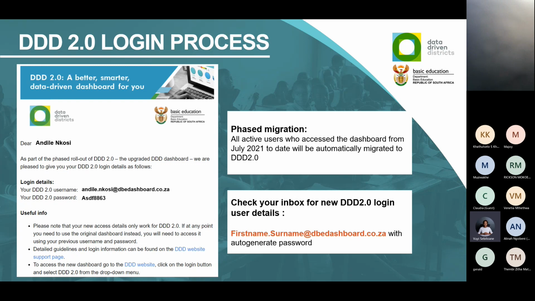Please note, colleagues, that your DDD 2.0 username looks a little bit like an email address. It does not look like how it looked in DDD 1.0, where it's just your name dot your surname or your initials dot your surname. It is now your name dot your surname at dbe-board.co.za. If you only provided us with your initials, then it will be your initial dot your surname at dbe-board.co.za. And we have also sent you a password accompanying this email.